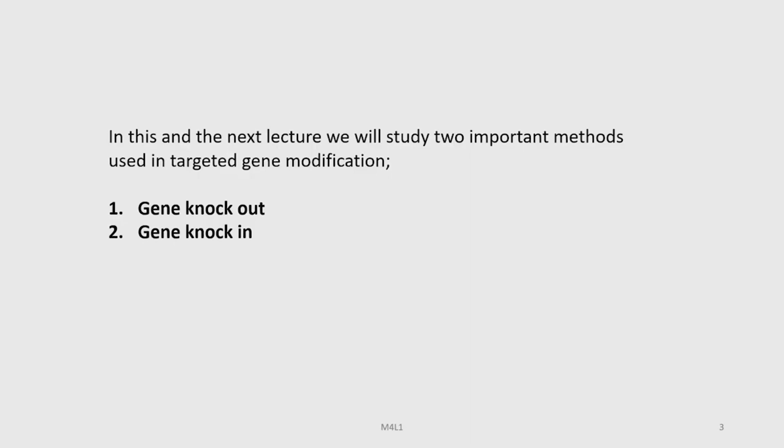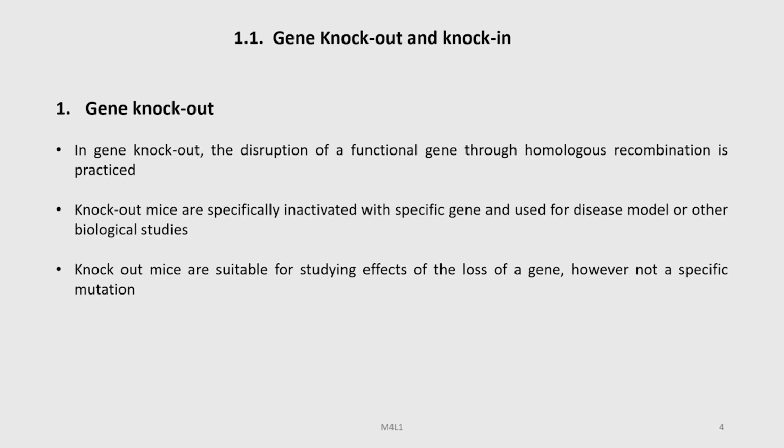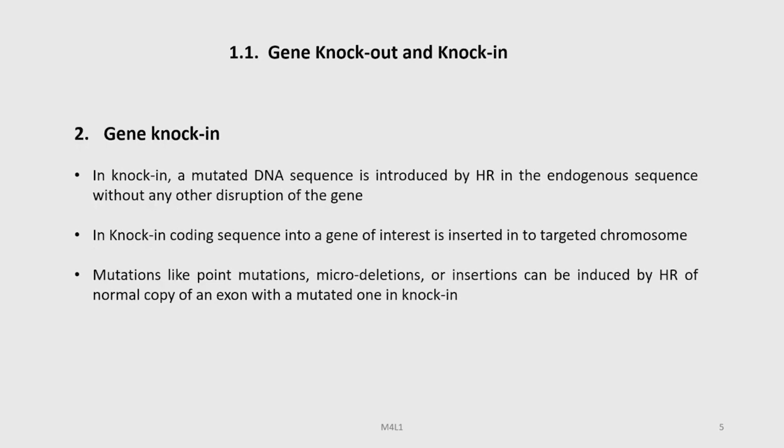In this and the next lecture, we will study the two important methods used in targeted genetic modification. The first one is gene knockout and the second one is gene knock-in. What is gene knockout and gene knock-in? In gene knockout, there is a disruption of a functional gene through homologous recombination. Knockout mice are specifically inactivated for a specific gene and used as disease models or for other biological studies. Knockout mice are suitable for studying the effects of the loss of a gene, however not a specific mutation.